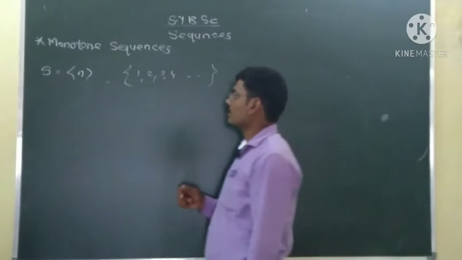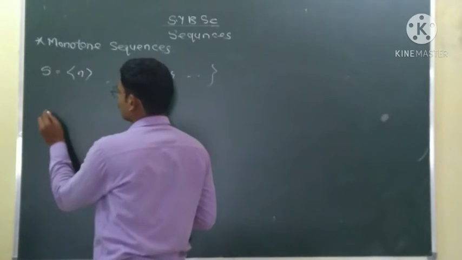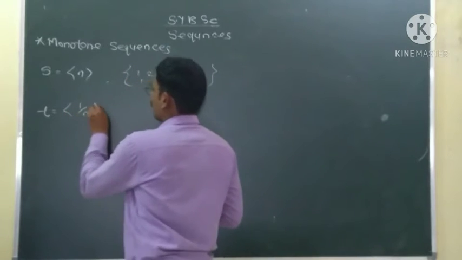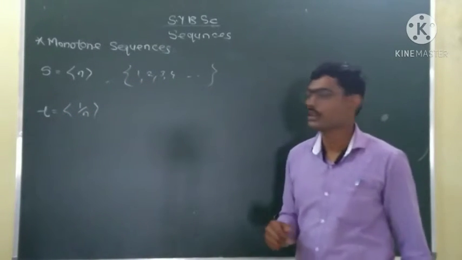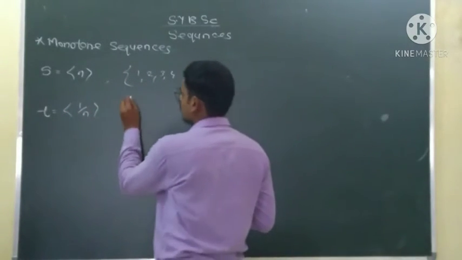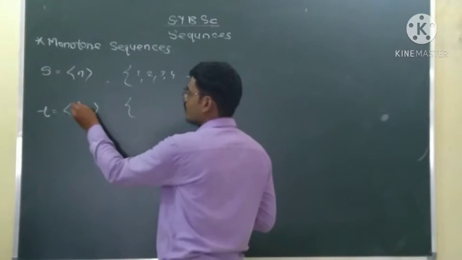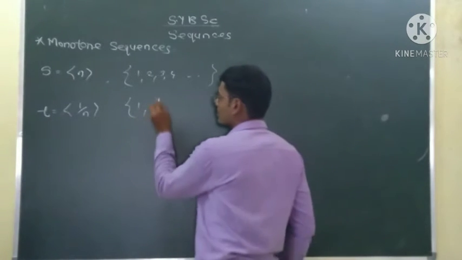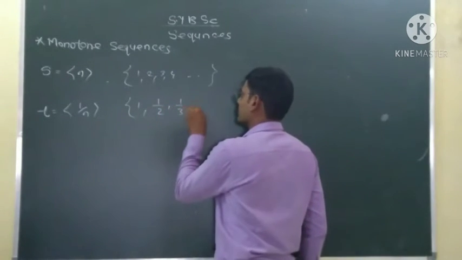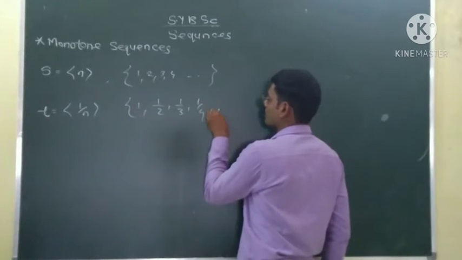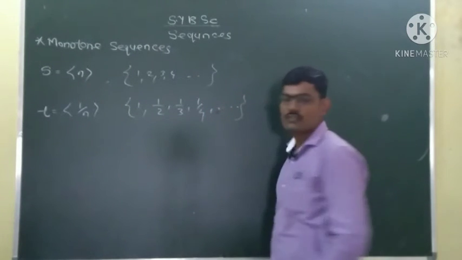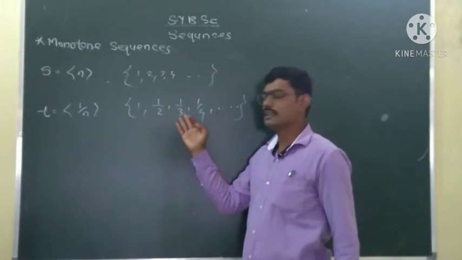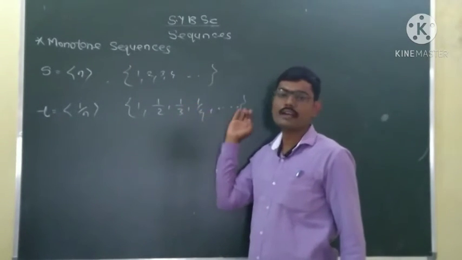Now we can see another sequence P whose nth term is 1 by n. So what are the elements of this sequence? For the first element, put n equal to 1, so 1 by 1 is 1. Then 1 by 2, 1 by 3, 1 by 4, and so on. The first term is 1, the second term is 1 by 2, the third term is 1 by 3, the fourth term is 1 by 4 and so on.